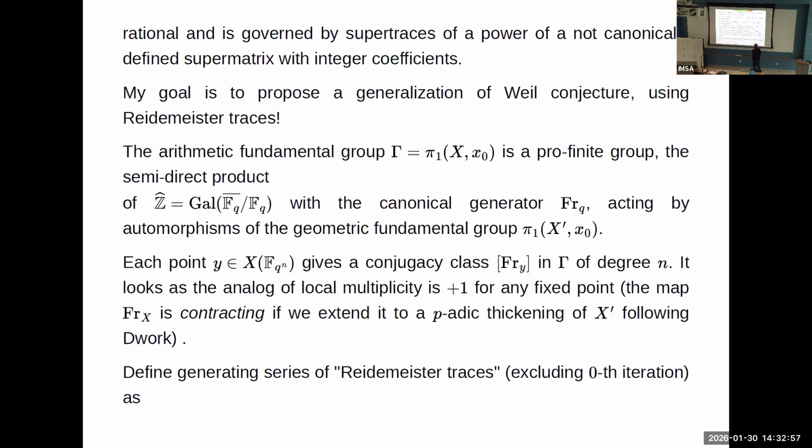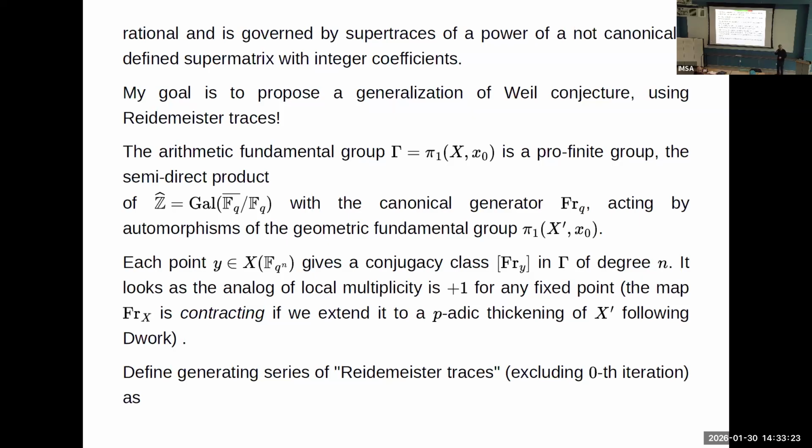And the picture is the following. We understand that if you have a variety over a finite field, this has a notion of covering. You get a profinite group, the fundamental group, when you have a base point, and this fundamental group is a semi-direct product involving Z hat, which is the Galois group of the finite field F_q bar, which has the canonical geometric Frobenius.